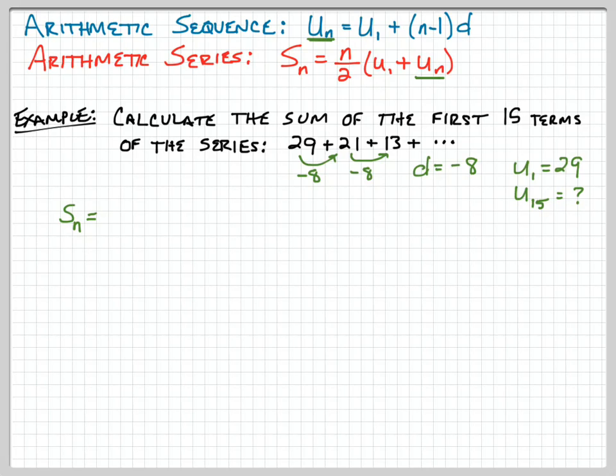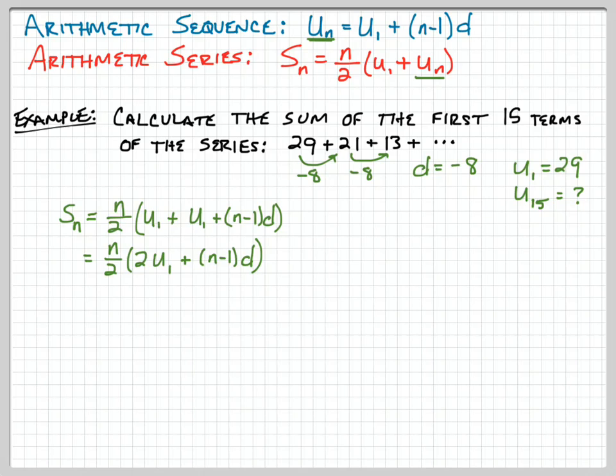It's kind of like a composite function. We're going to plug one function into another. So we're going to get n over 2 times (u of 1 plus u of n). And u of n of the arithmetic sequence is u of 1 plus (n minus 1) times d. As we simplify, we get our 2 u of 1's, and then we have our (n minus 1) times d.